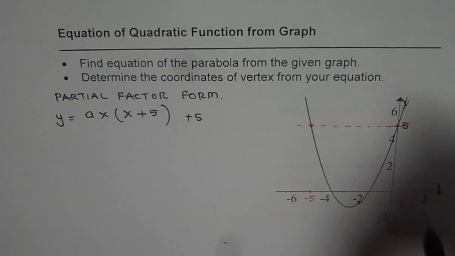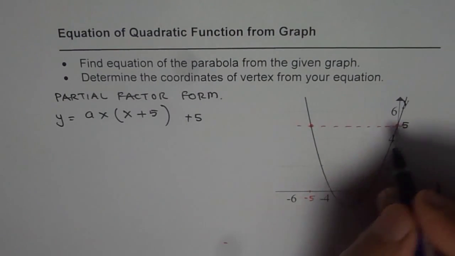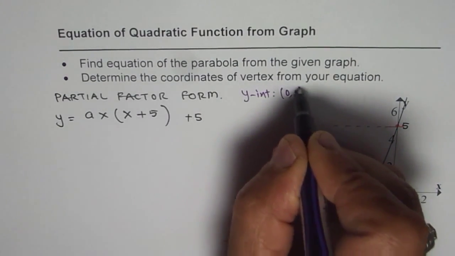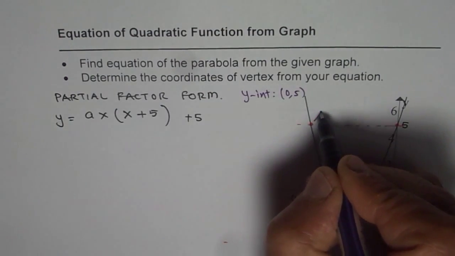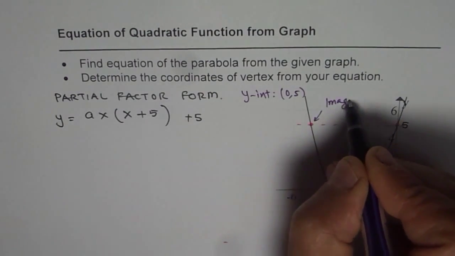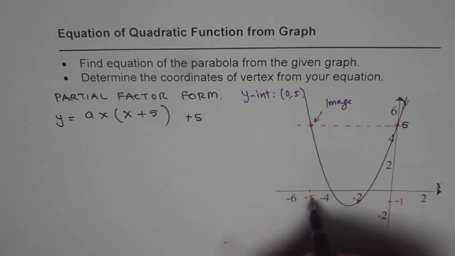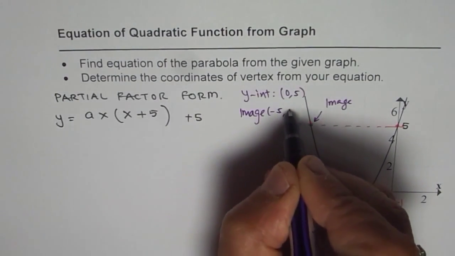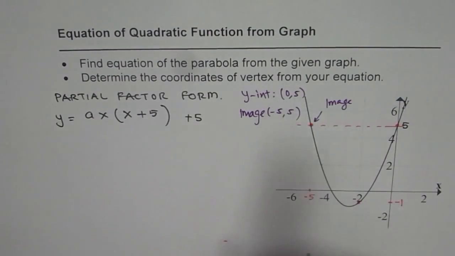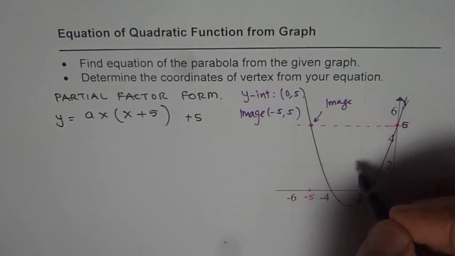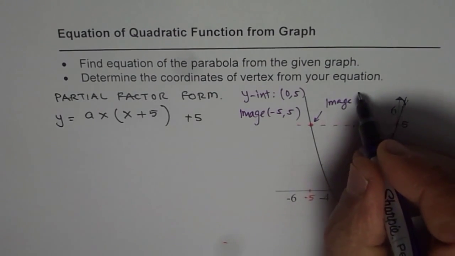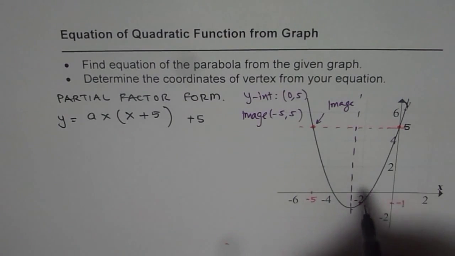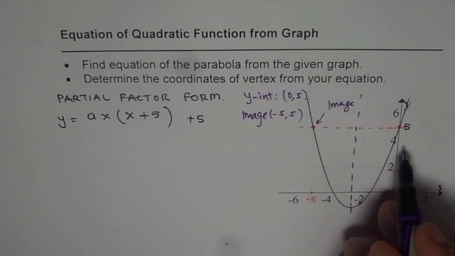What we do is, we first find the y-intercept. So, y-intercept for us is 0 and 5. And then we locate the image of the y-intercept. This is image. Image of the y-intercept is at -5 and 5, correct? So these 2 points, center of this will give us the axis of symmetry, right? This is axis of symmetry, which we'll also calculate. And that helps us to find the equation.